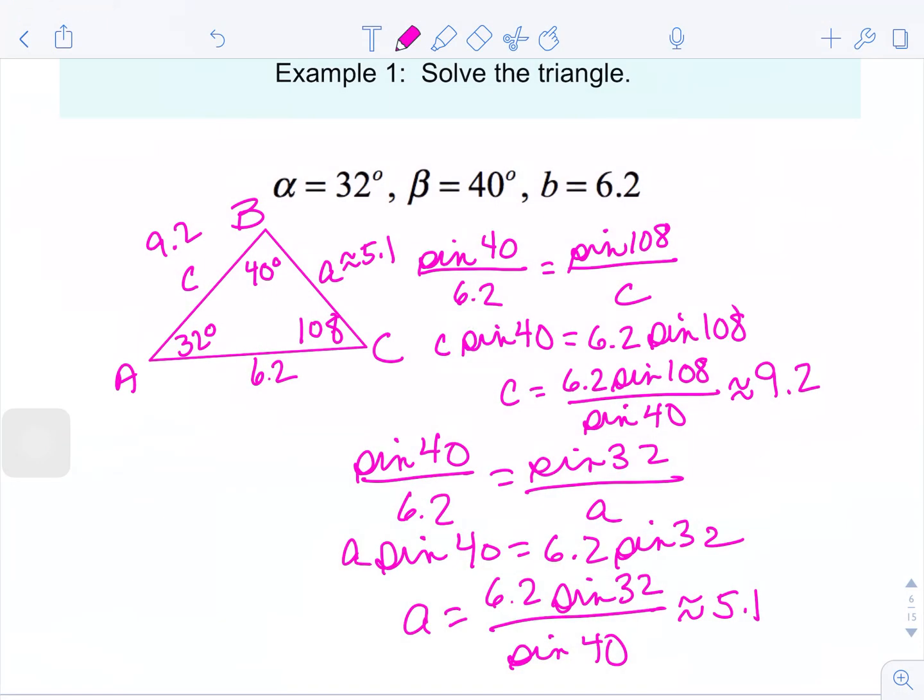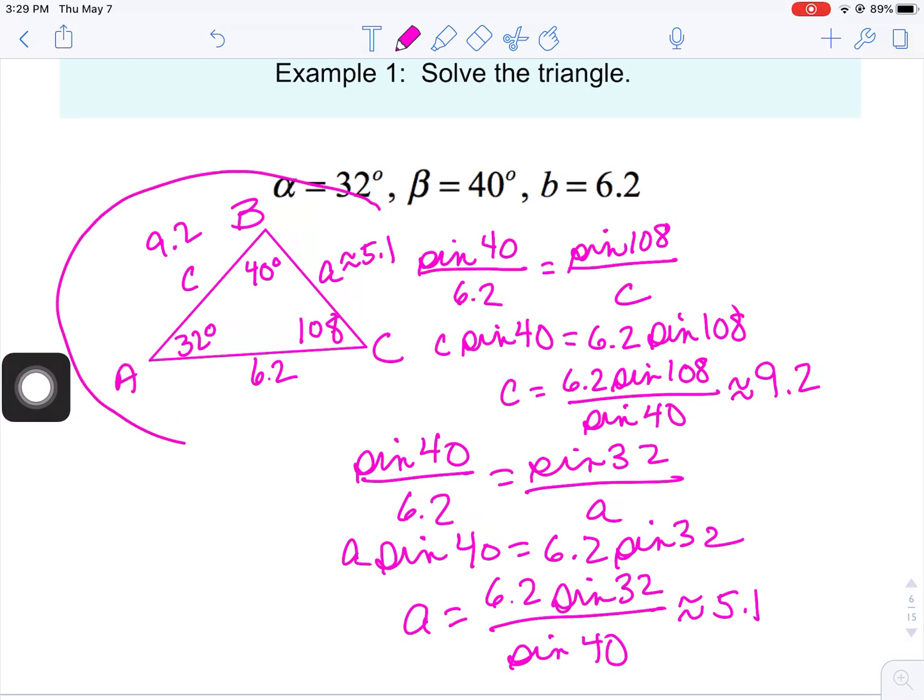Now I want you to look at this triangle carefully. Every single time we're done solving a triangle, we need to check to make sure that it makes sense. It's going to make sense if the smallest angle is across from the smallest side and the largest angle is across from the largest side. So my largest side here is 9.2 and 108 is my largest angle. My smallest side is 5.1, 32 is my smallest angle. So this is the solution to my problem.